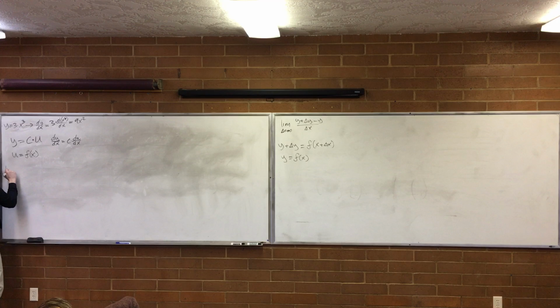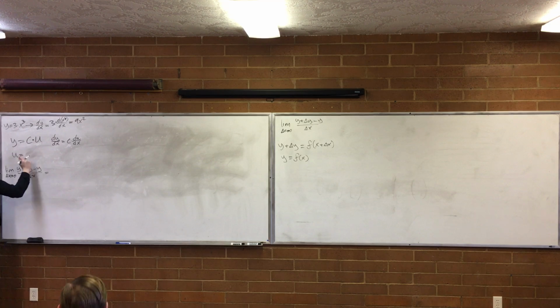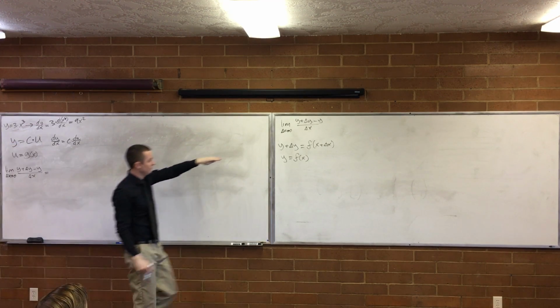So let's do this. What are we taking? Taking the limit as delta x goes to 0 of y plus delta y minus y over delta x. Right? What is y plus delta y? It's f of x plus delta x. Let's write u as g of x real quick, because we'll think about y as f. How do we do it here?